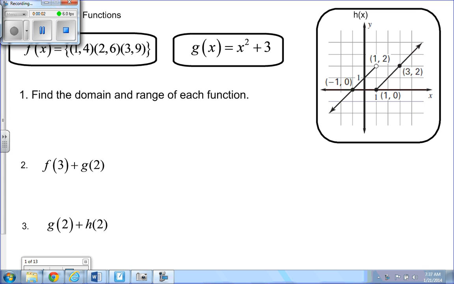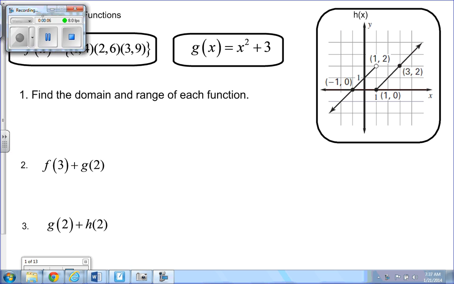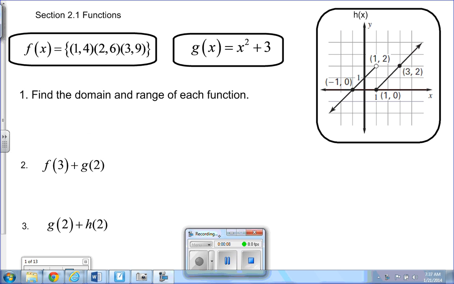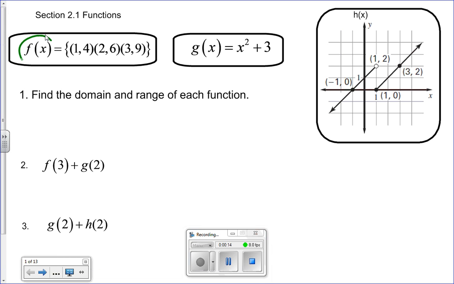Okay, this is a lesson from section 2.1 for Math 120. What we see here are three different functions given three different ways. You can use ordered pairs, that would be our function f. We can use an equation, which would be our function g. And we can use a graph to represent the x and y relationship.